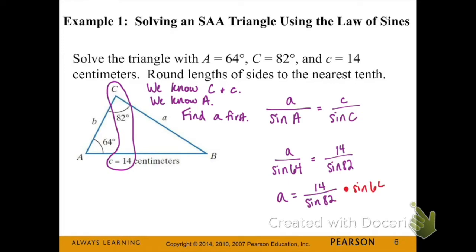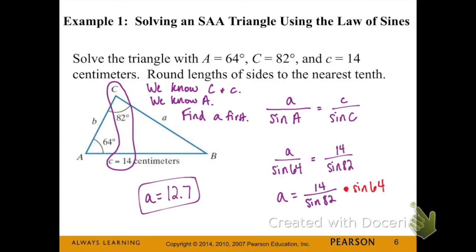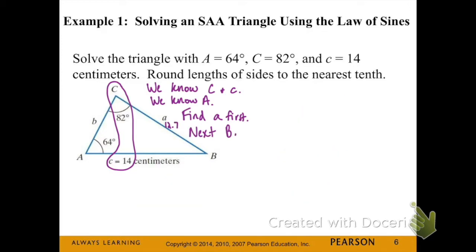Now, I haven't even touched my calculator yet. Okay, don't be putting parts of this in your calculator as you go. Get a completely alone and then plug it in your calculator. We get a equals 12.7. If you plugged this into your calculator and you didn't get 12.7, make sure you ask your teacher. Your calculator could be in radians instead of degrees, and so it could be a setting that we need to change on your calculator. Okay, so I went ahead and labeled side a as 12.7.